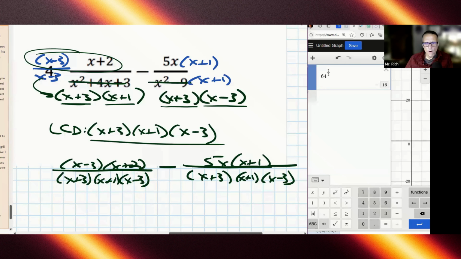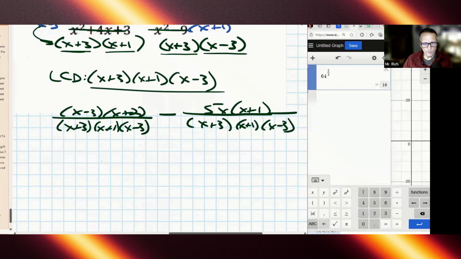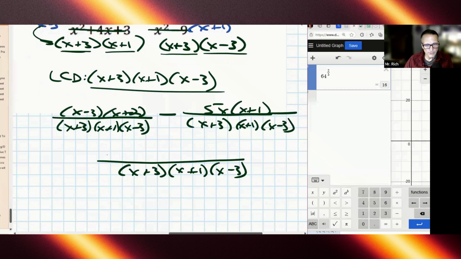Well, what I'm going to do, these can now be put over one single denominator because I can now go ahead and subtract the numerators given that the denominators match. I'm going to go ahead and multiply out this product of two binomials. That's going to be x squared minus x minus 6 minus, look what I'm doing here. I have to put this in parentheses because it's minus this whole thing.